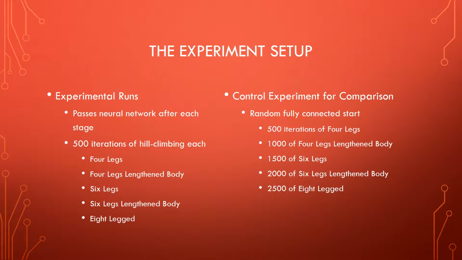I also have a control group for comparison. The control uses standard hill climbing for each stage of growth. Instead of passing on the network, a new fully connected network is created and randomized. The 4-legged robot goes for 500 runs, the 4-legged long for 1,000, 6 for 1,500, 6 long for 2,000, and 8 for 2,500. This gives each robot the same amount of evolutionary time as in the experimental set.